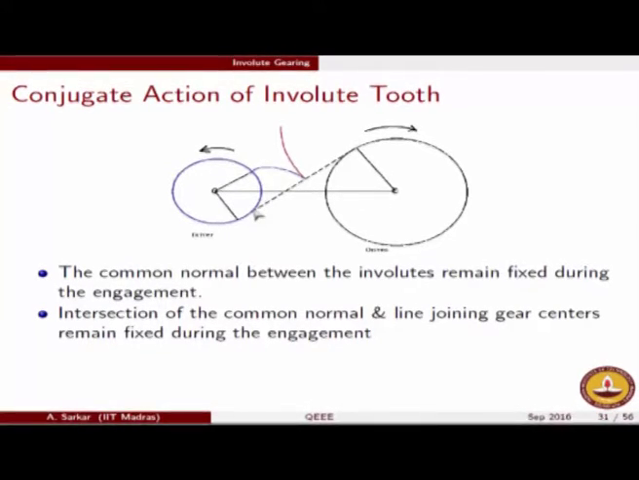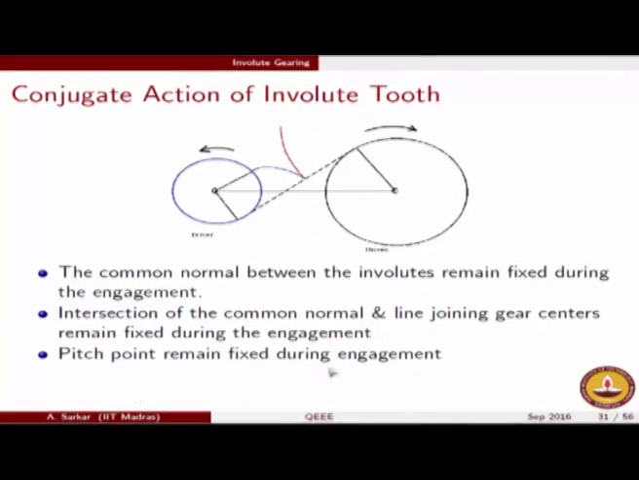So if you have the common normal fixed, the point of intersection between the common normal and the line joining the gear centers, which is the pitch point, which is the instantaneous center between the two gears, all of them are fixed, and that is what is ensuring satisfaction of the fundamental law of gearing. So the fundamental law of gearing is therefore satisfied between two tooth profiles which have involute profile, and therefore involute tooth profiles are conjugate.